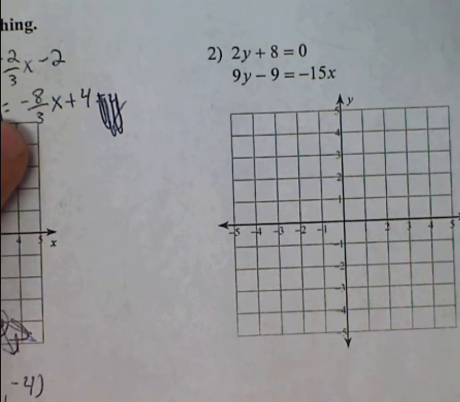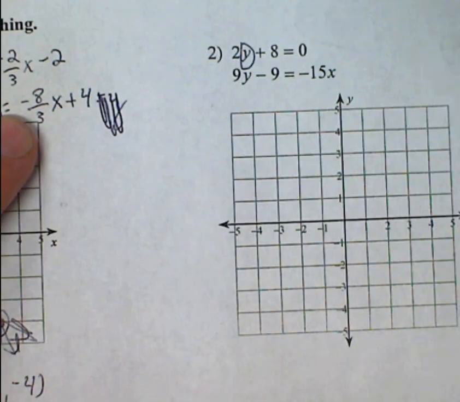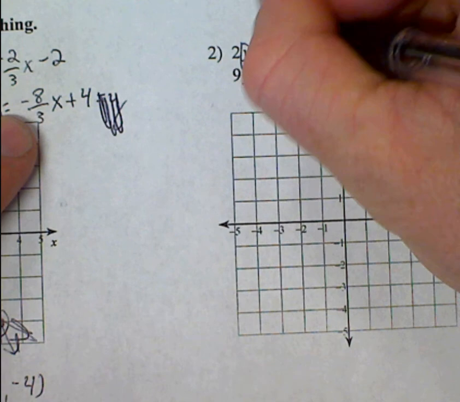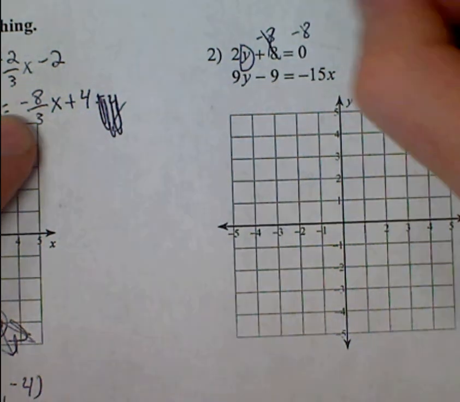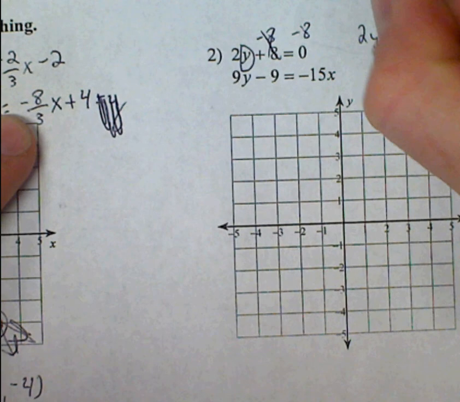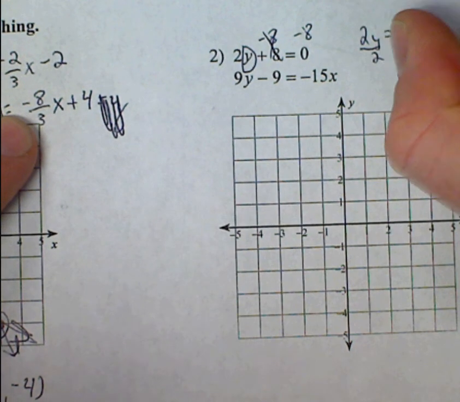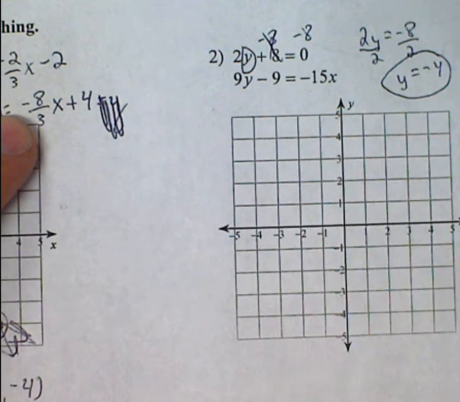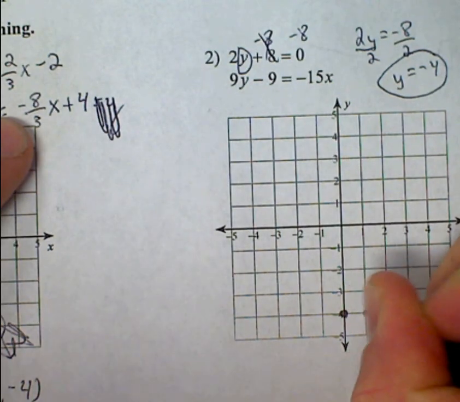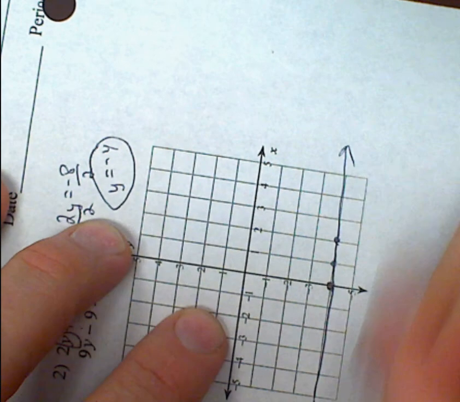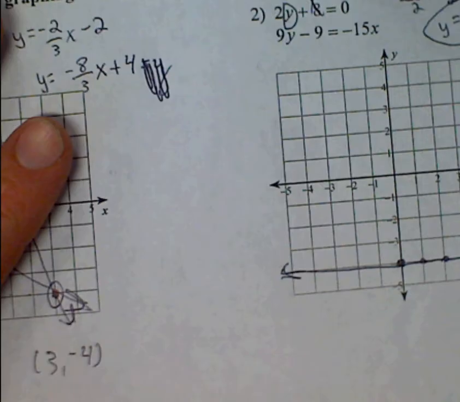Number 2, I need to get y by itself, so I'm going to get rid of the 8. 2y equals negative 8, divide by 2, y equals negative 4. So at negative 4, my y value will always be negative 4, so I know it's going to go this way, left to right.